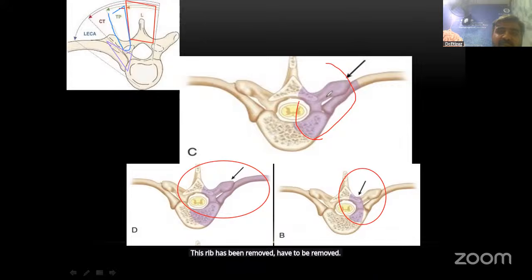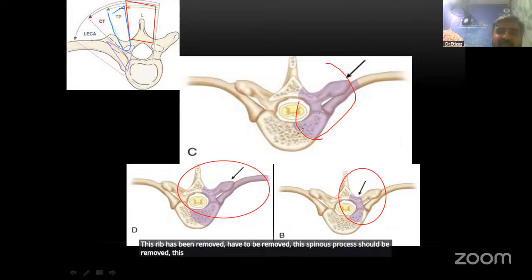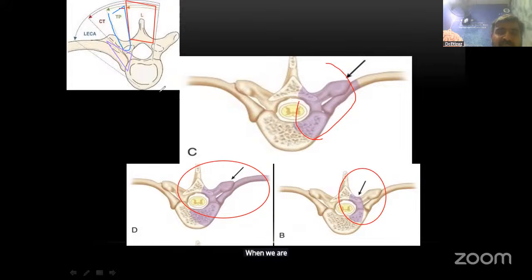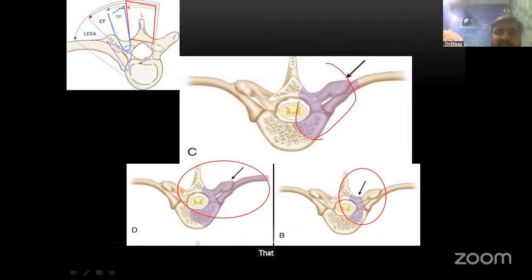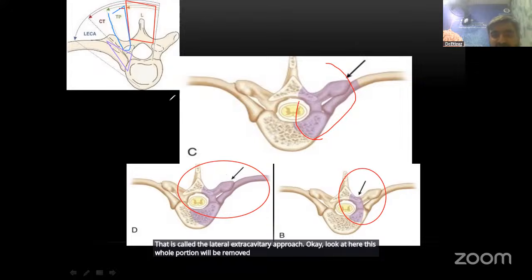This spinous process should be removed. This pedicle should be removed. This part of the vertebral body should be removed. When we are going more lateral than this, there is the extracavitary approach. We have to go posterior to all this part, posterior to the neurovascular bundle. Then we are going at this side. That is called the lateral extracavitary approach. Okay, look here. This whole portion will be removed. That is called the lateral extracavitary approach.